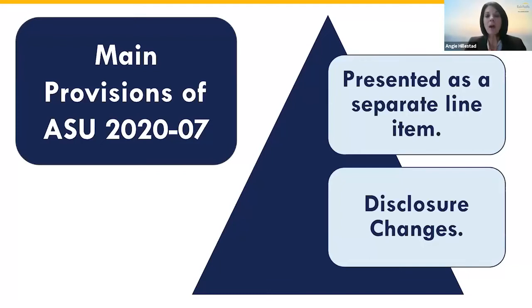This standard is requiring that contributions of non-financial assets be separated in the statement of activities and shown separately. This is so that a reader could look at the statement of activities and see right away how much the organization has received in non-financial assets. And we're going to spend a little bit of time looking at a few examples of the presentation changes in a few minutes. The changes also implement significant disclosure changes to the financial statements.